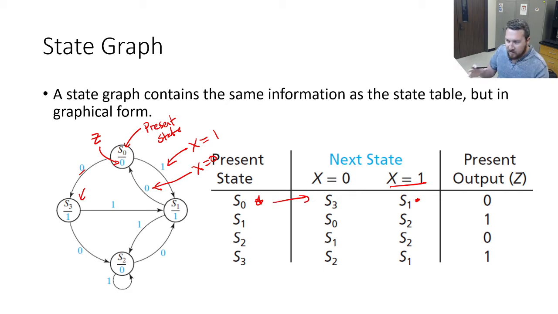That's what we see here in the table. So we're basically just taking the information and plotting it graphically. The important things to remember is that's the present state, that's our output Z, and then we have these lines coming off based on whatever the input is, right? So that's x equals 1, and that's x equals 0. So if we're at state 3 and we get a 1, that means we're going to state 1. All right, any questions about deriving the state graph from the state table? It should be pretty straightforward.